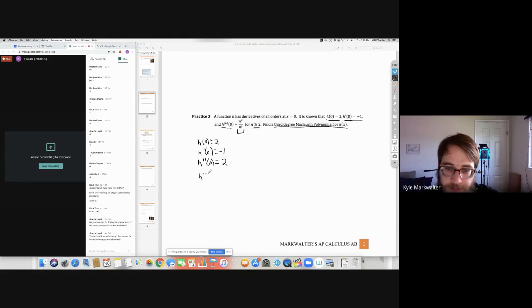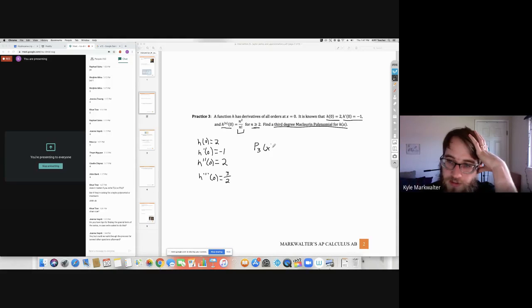H triple prime of 0. That means I need the third derivative, so go to my formula. That means 3 squared over 3 factorial. 3 squared is 9. 3 factorial is 3 times 2 times 1. That's 6. 9 divided by 6 gives us 3 halves. So we can build our third degree Maclaurin polynomial.